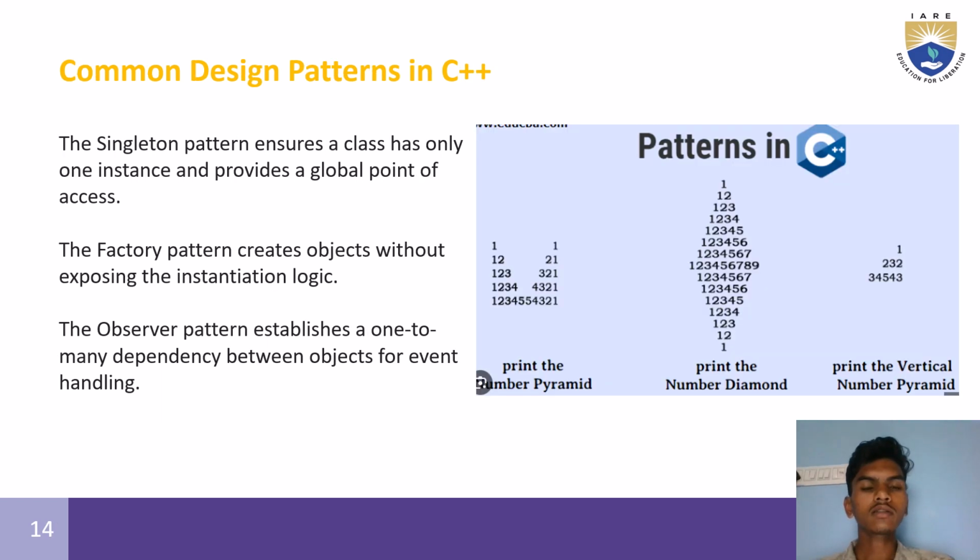And coming to common design patterns in C++. The singleton pattern ensures a class has only one instance and provides a global point of access. The factory pattern creates objects without exposing the instantiation logic. The observer pattern establishes a one-to-many dependency between objects for event handling. You can see some patterns in C++ as shown in the figure: print the number pyramid, print the number diamond, and print the vertical number pyramid. As we execute the code, it will print the number diamond and the number pyramid, as shown in the figure. And there are many other patterns in C++.